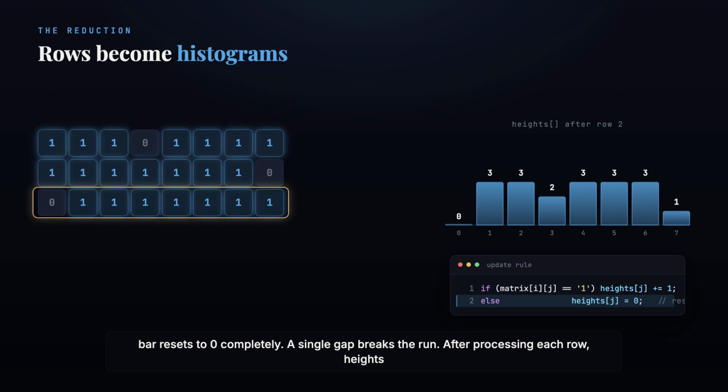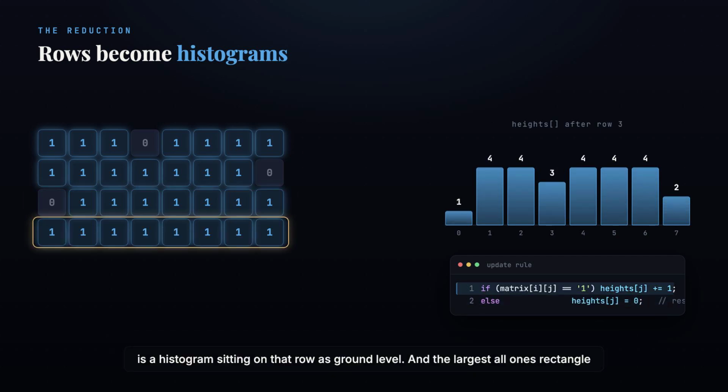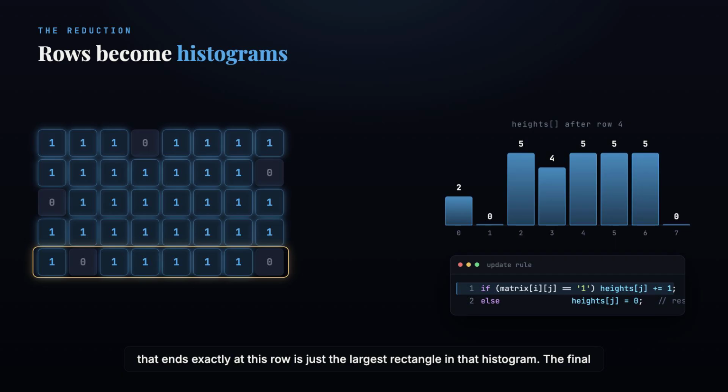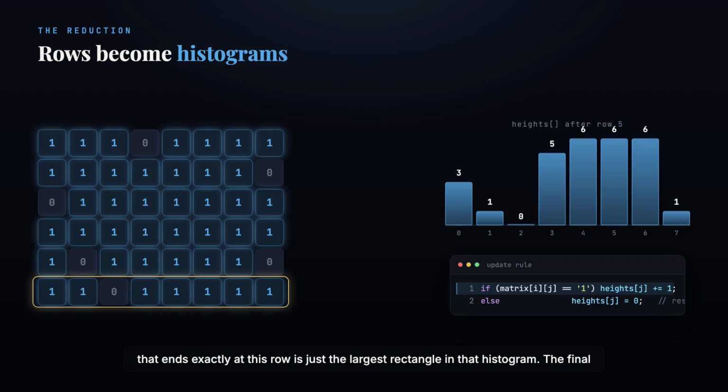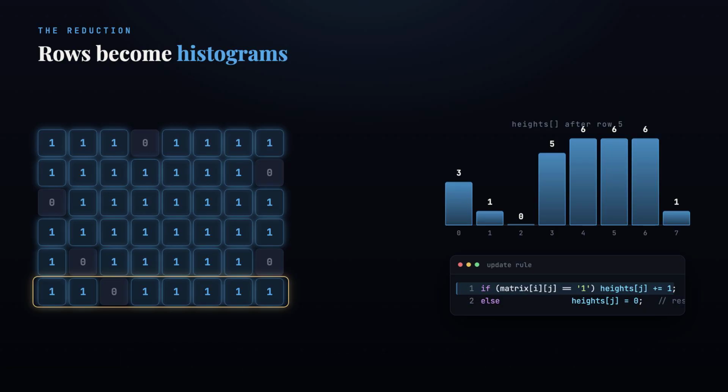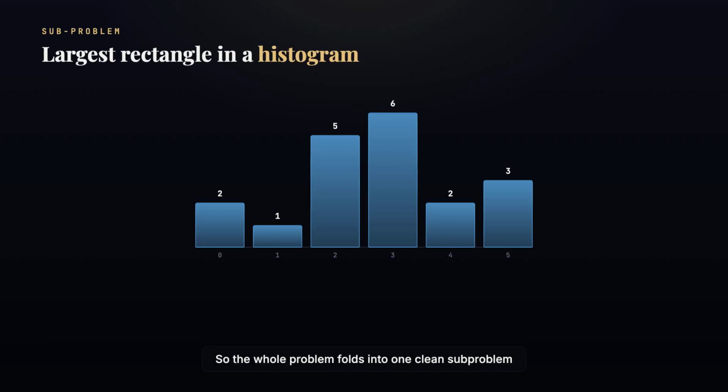After processing each row, heights is a histogram sitting on that row as ground level. And the largest all-ones rectangle that ends exactly at this row is just the largest rectangle in that histogram. The final answer is the maximum over every row. So the whole problem folds into one clean sub-problem. Largest rectangle in a histogram.